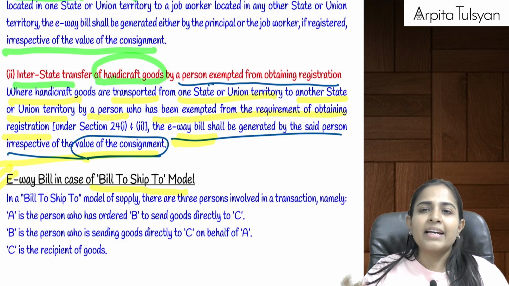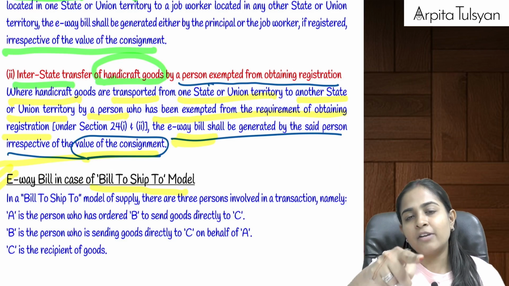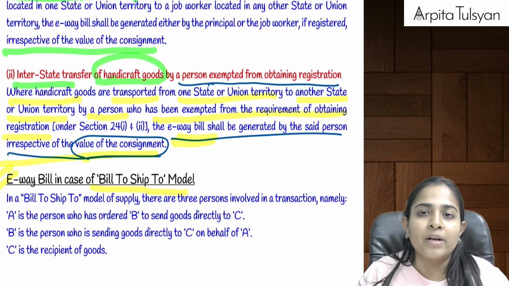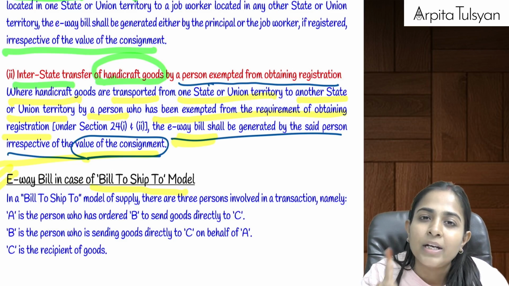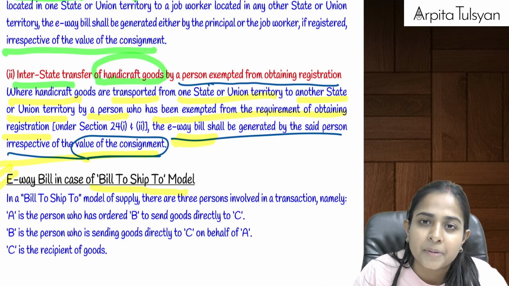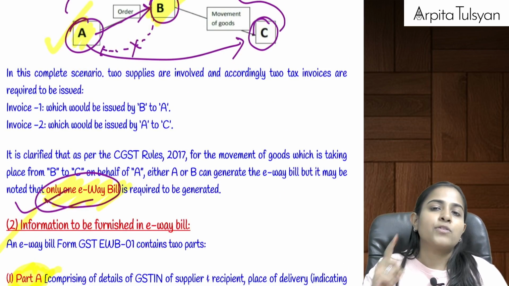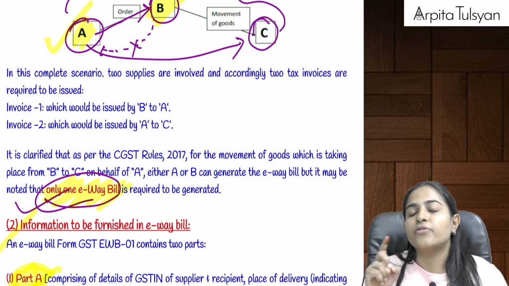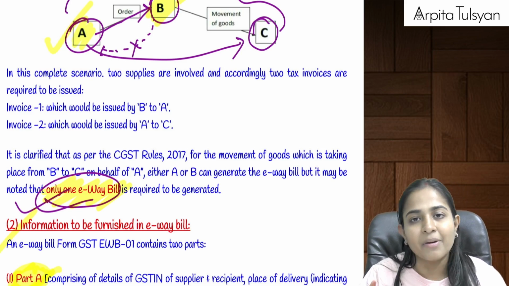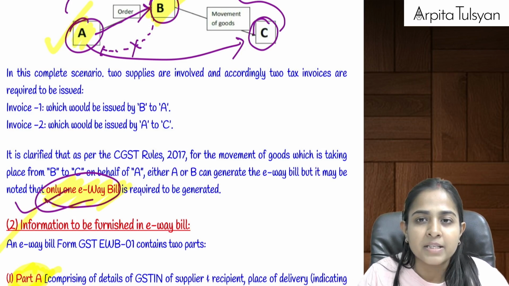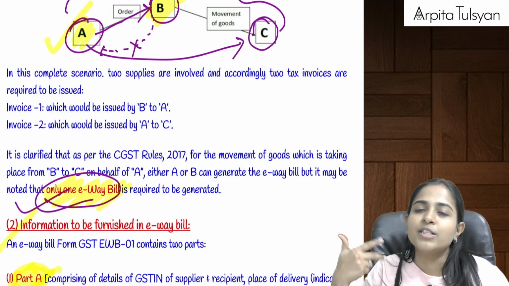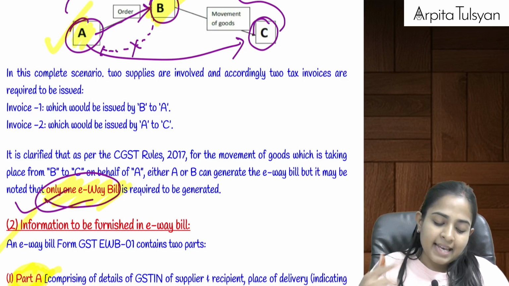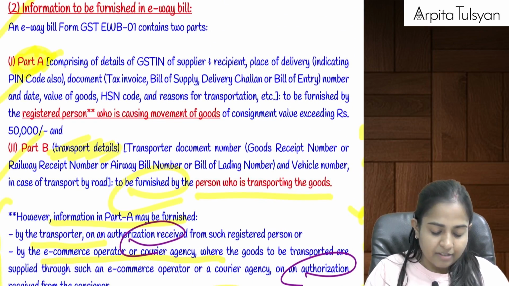Then in that case, can we say there were two invoices that were issued? One invoice you will issue on me and one invoice I will issue directly on my customer. Even if there are two invoices, can we say movement of goods is happening only once? You are directly sending it to my customer. So in this case only one e-way bill is required. Normally, for every invoice, a new e-way bill is required. But in this case, since movement of goods is happening only once, only one e-way bill is sufficient.